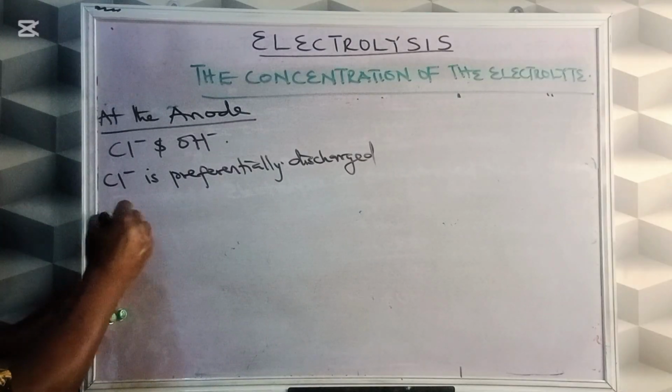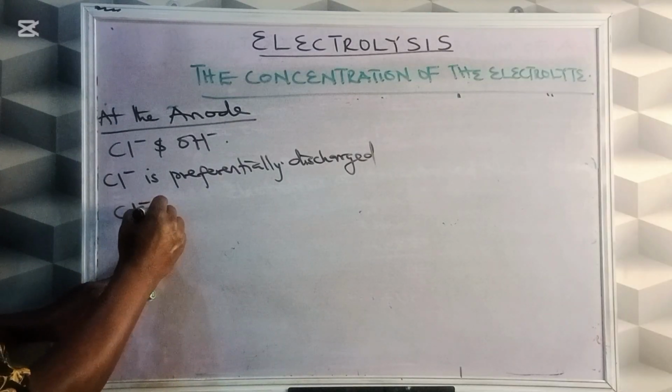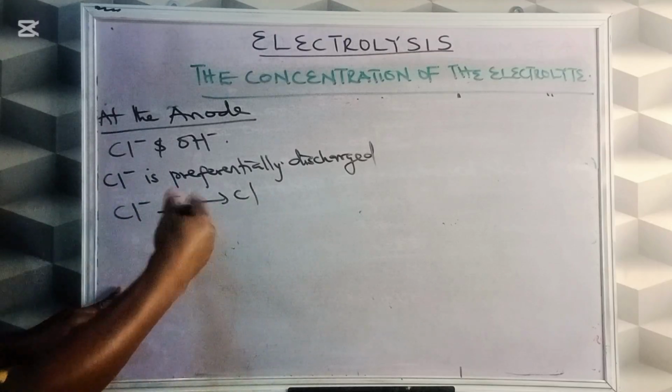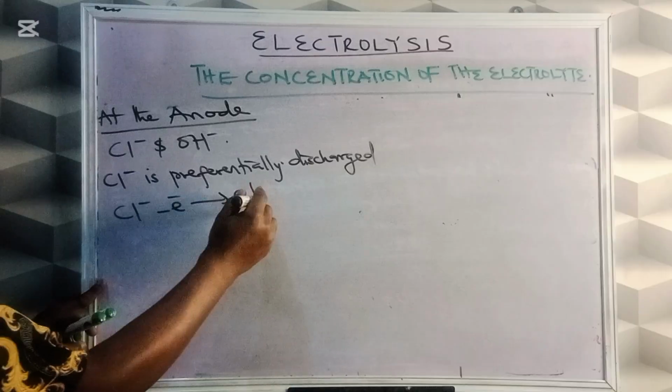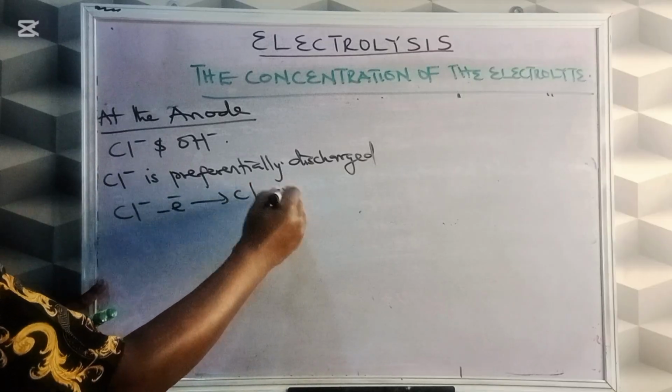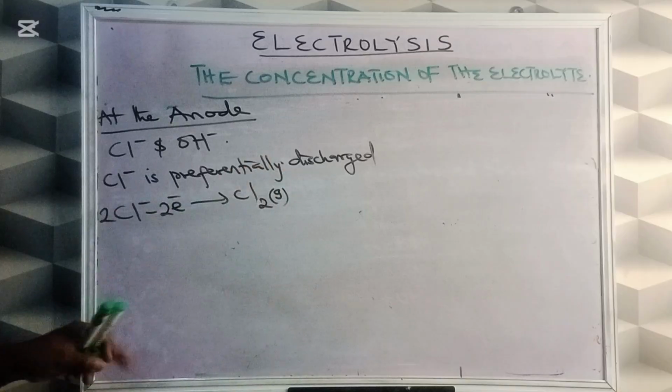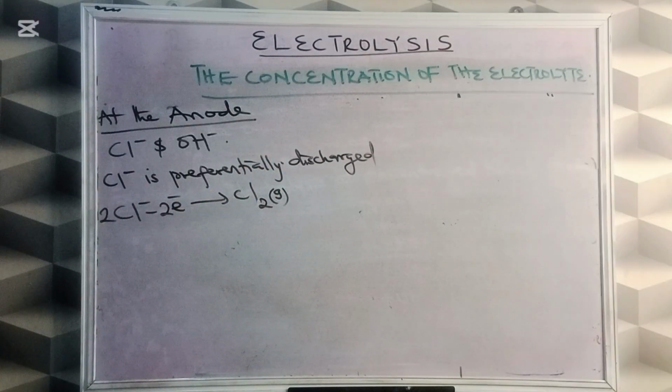So for that reason, Cl minus, as explained before, loses electron to form Cl. Then Cl can combine with Cl to form Cl2. You can write an equation for that by putting 2 here and 2 here, so the equation is balanced. So chlorine gas is liberated at the anode.